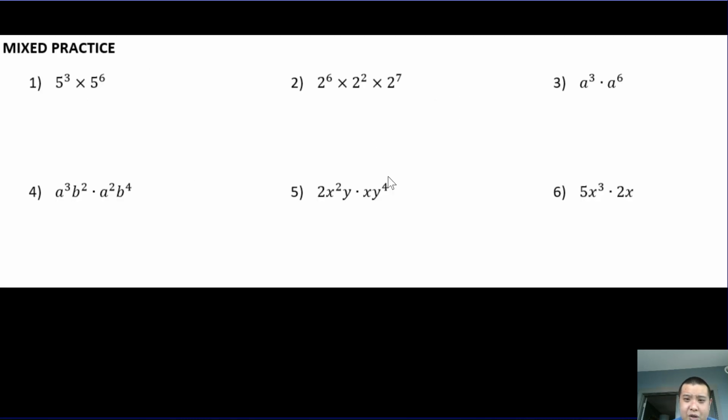Mixed practice, we are going to work on this in class. Notice how these questions right here have multiple bases. When there's multiple bases, you cannot add the ones that have different bases. So I could only add these two, this a to the third and a to the second here. And then in class we will talk about what to do when we have a number in front of the variables.